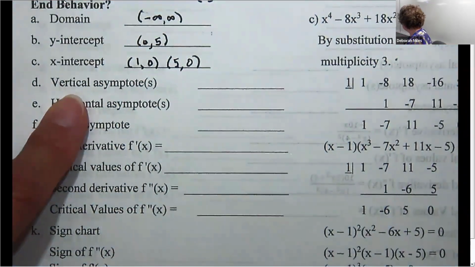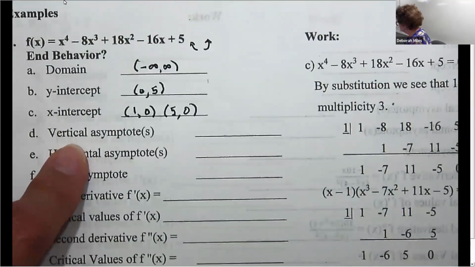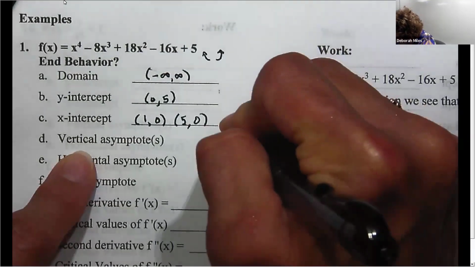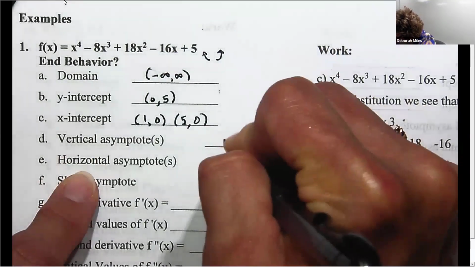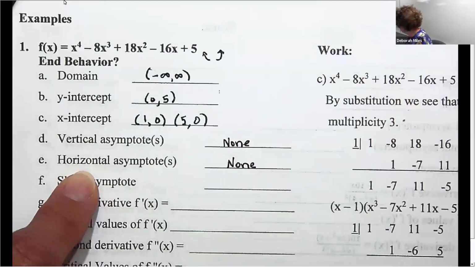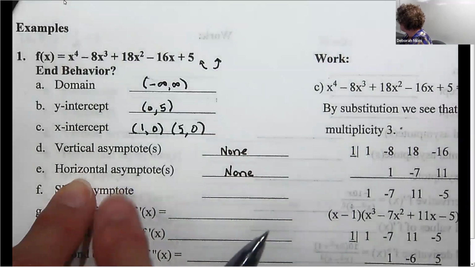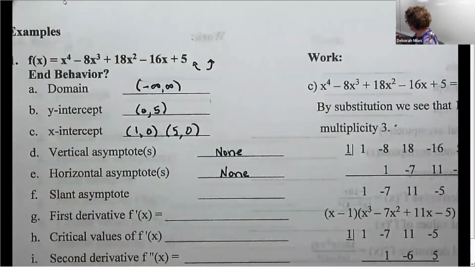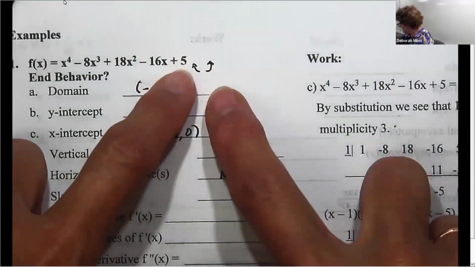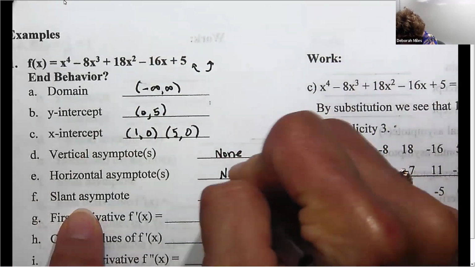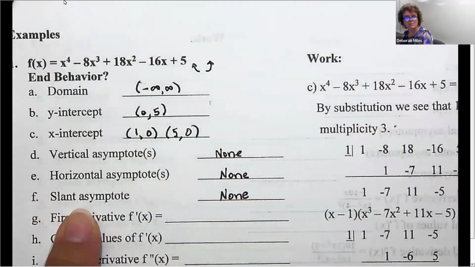What about vertical asymptotes? Polynomial functions don't have asymptotes. So there are no vertical asymptotes and no horizontal asymptotes. We know that both ends are going up, so there's no horizontal asymptote as x goes to infinity and negative infinity. Y is going to positive infinity on both ends. Slant asymptote, we'll talk about those later. They're not probably even going to come up today.